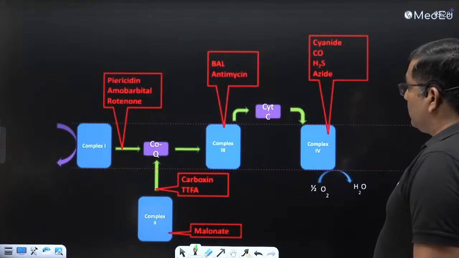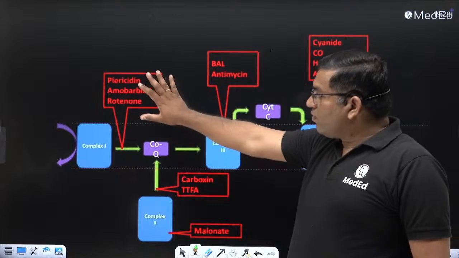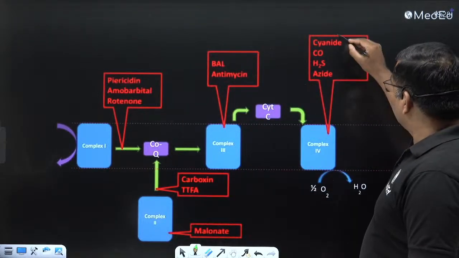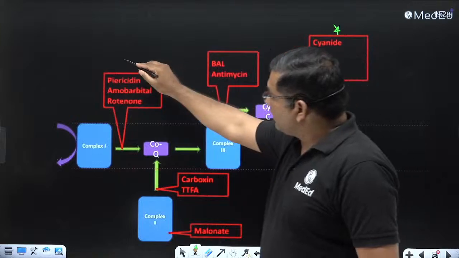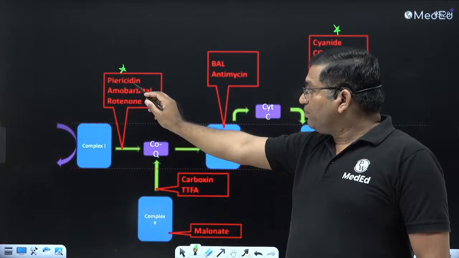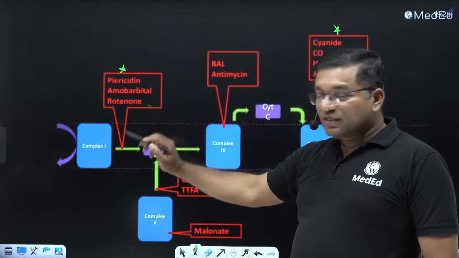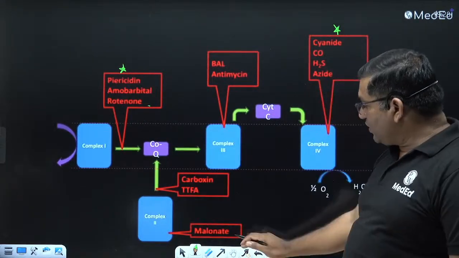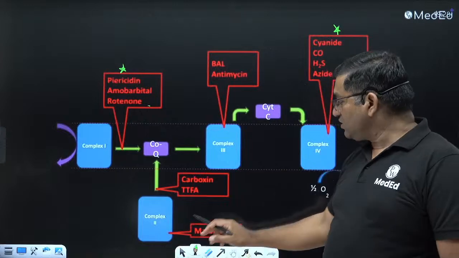Okay, now see, these are the inhibitors. Complex 1, complex 2, complex 3, complex 4. You may get a question on this part specifically. Rotenone is important here. So piericidin, amobarbital, rotenone inhibit complex 1 of the electron transport chain. Malonate inhibits succinate dehydrogenase.